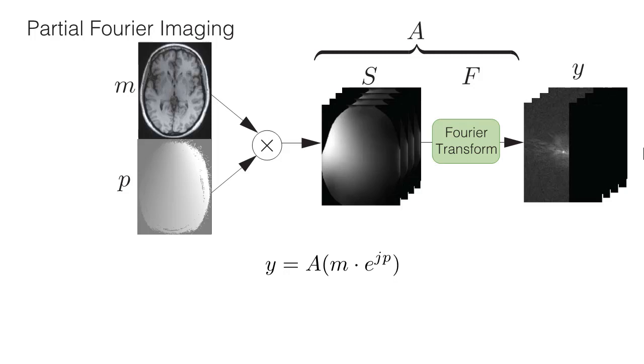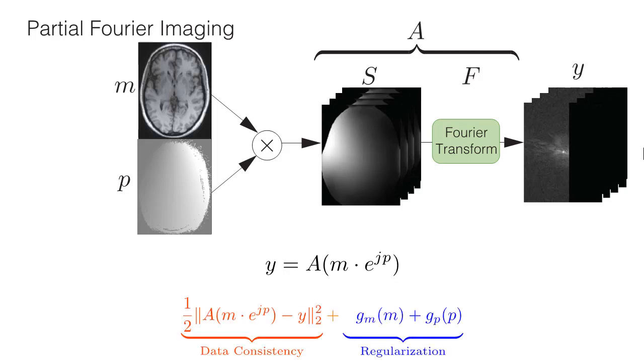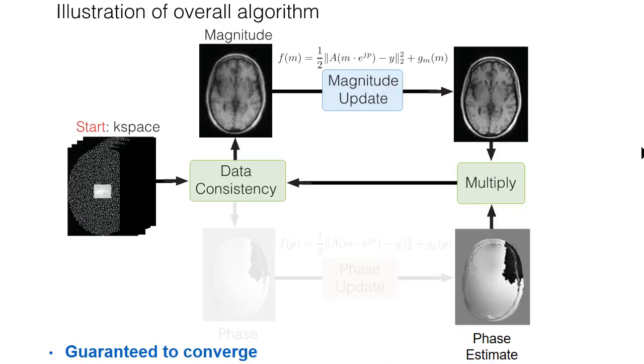From this forward model, we can get the following objective function, where we have the data consistency term and the regularization term. Here we split it between magnitude and phase so that we can perform phase constraints. In this case, we'd like to enforce a smoothness constraint for partial Fourier imaging. This objective is non-convex, but we can still try to optimize it.